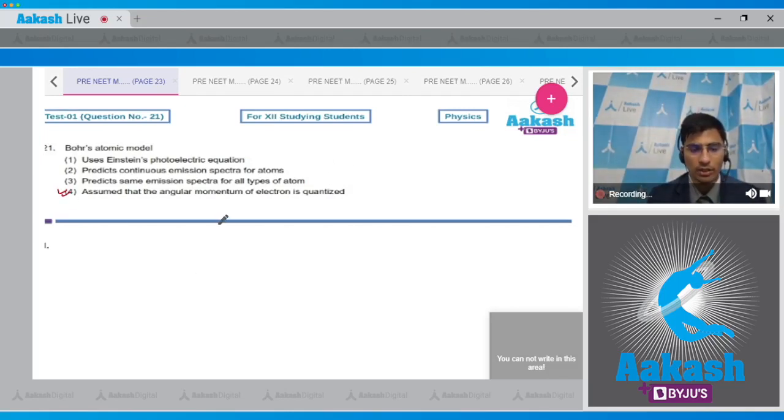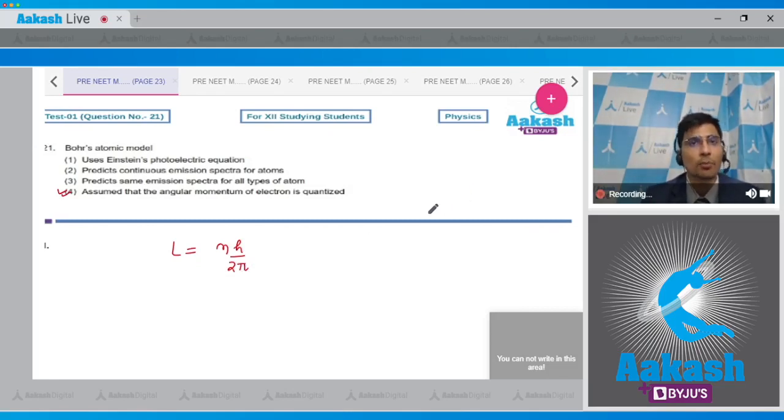This is a theoretical question. Bohr assumes that the angular momentum in a particular stationary orbit is quantized, and the angular momentum has a value of n into h by 2 pi, that is, it is an integral multiple of h by 2 pi.